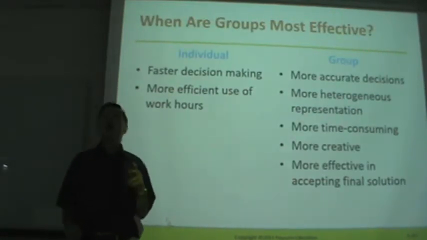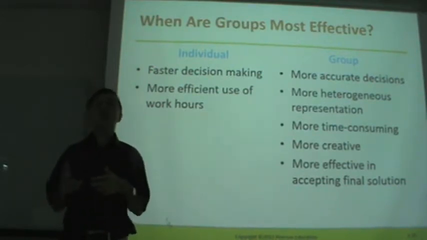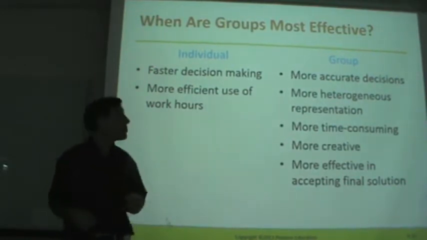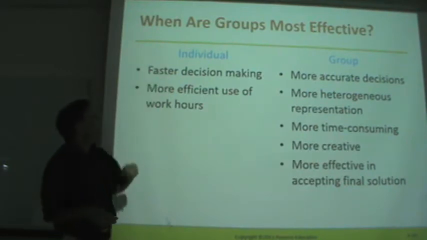Minority decision, okay? Groupthink and ambiguous responsibility. Okay, so when are different decisions more appropriate? So, when are groups most efficient?